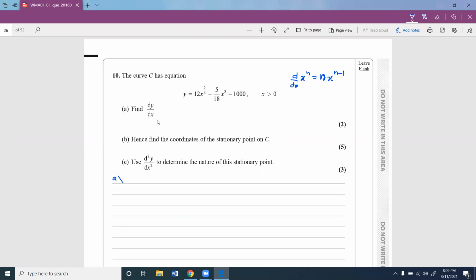Then we can say dy by dx is equal to 12 times 5 over 4 x to the power 5 over 4 minus 1, minus 5 over 18 into 2 x to the power 2 minus 1, minus 0. Why is it 0? Because it's just a constant. There is no x term over here. So it turns up to 15 x to the power 1 over 4 minus 5 over 9 x. That is the answer for that.